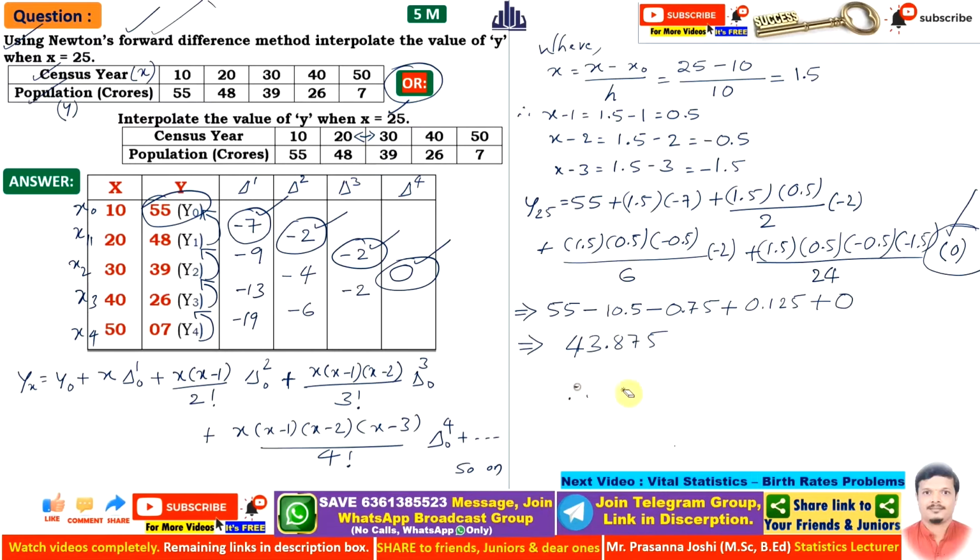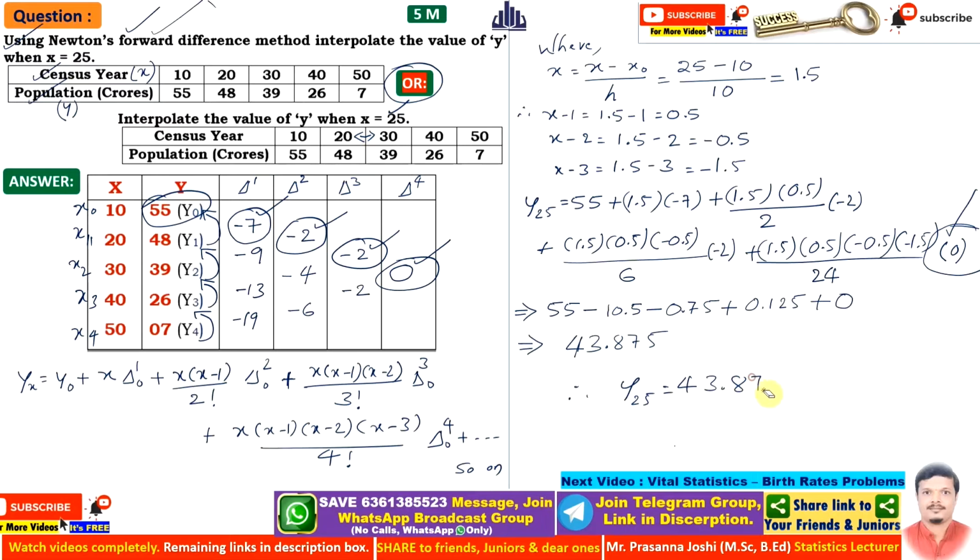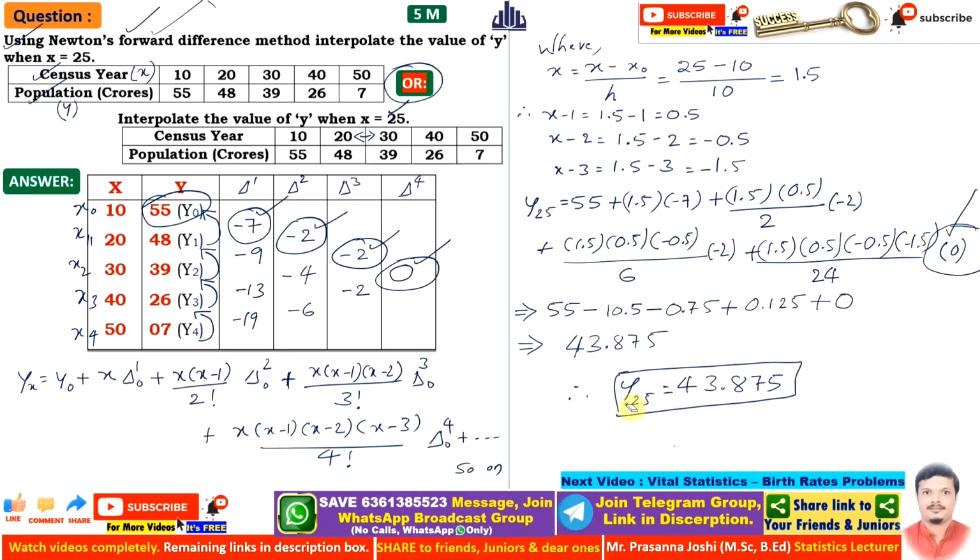Therefore, y25 is equal to 43.875. This is what was to be calculated. The y values are in terms of crores. It can be written as 43.875 crores as the answer.